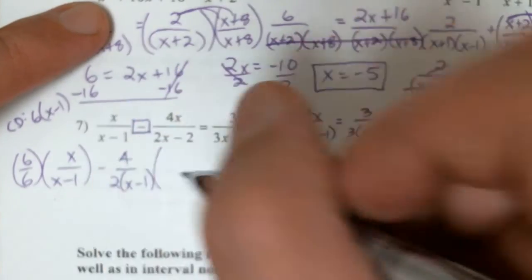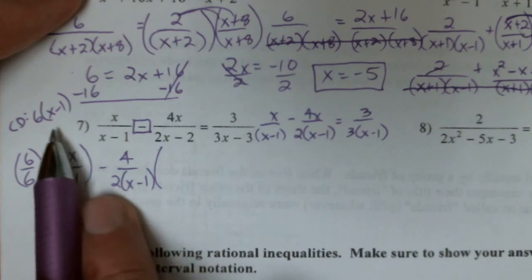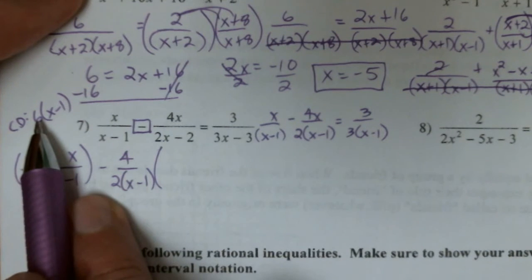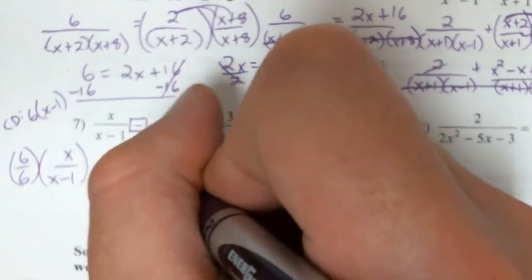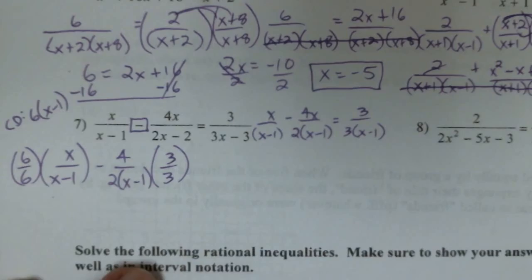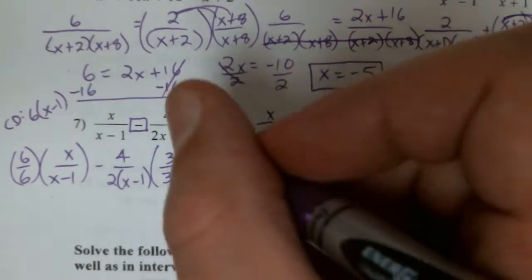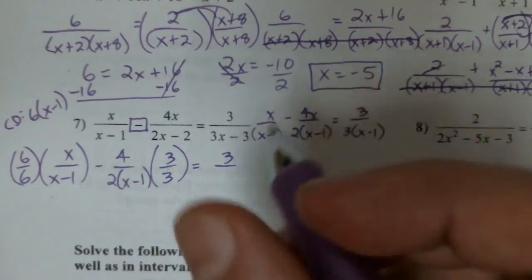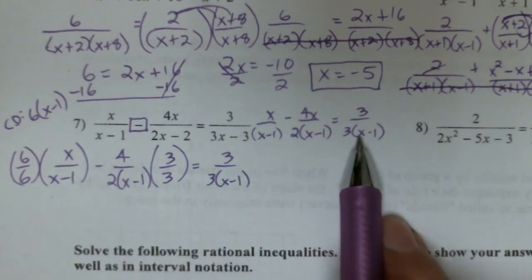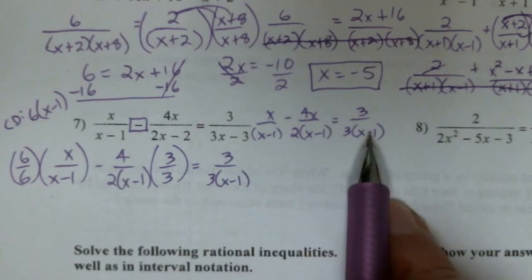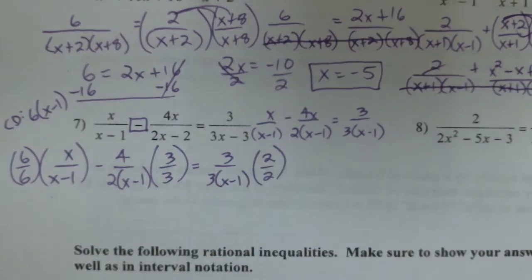Okay. And what does this guy need? I have the 2x minus 1, but I need it to be a 6. So what is it missing? It needs a 3. So I'm going to multiply the top and bottom by 3. That's going to be equal to 3 over 3 times x minus 1. In order to get this to be a 6, this needs a what? This needs a 2. So I'm going to multiply this guy by 2 over 2.